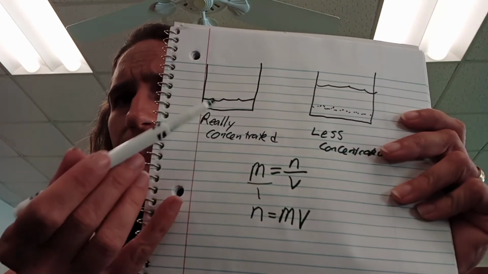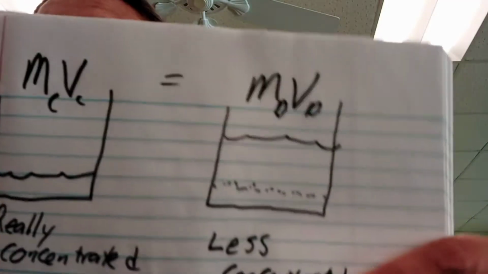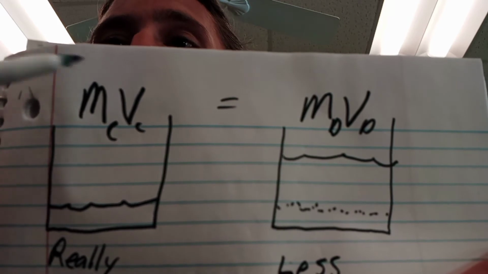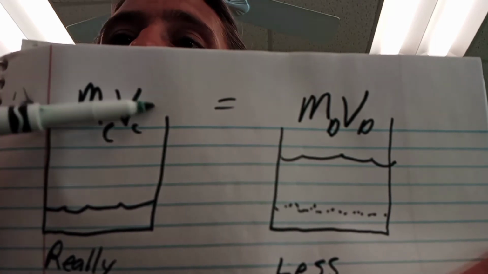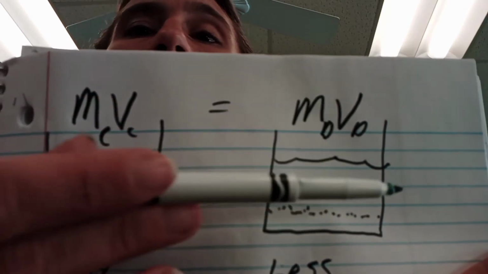Well, again, the number of moles in here is going to be the same as the number of moles in there, which means that the molarity and the volume of the concentrated will equal the molarity times the volume of the diluted solution, like that. And this right here is the equation we're going to use to solve for these things. Okay, the molarity of the concentrated solution times the volume of the concentrated solution will equal the molarity of the dilute times the volume of the dilute.